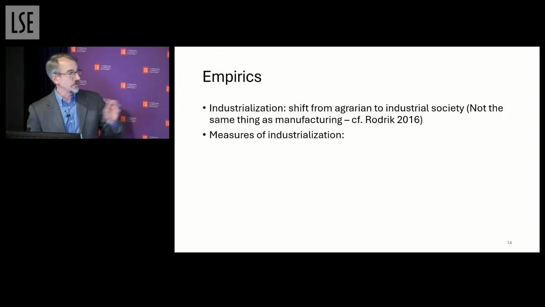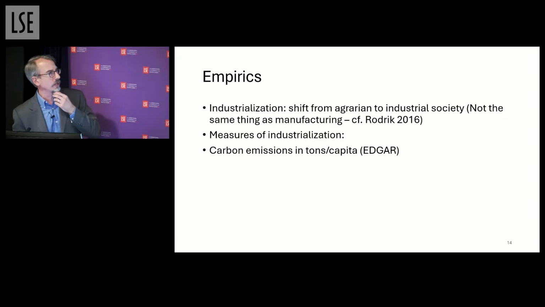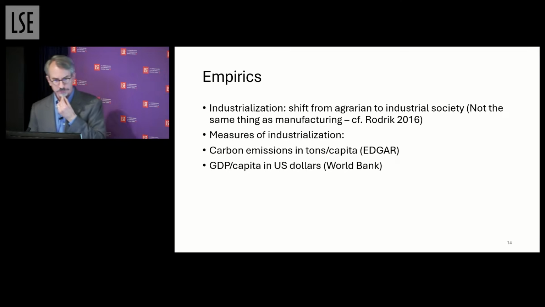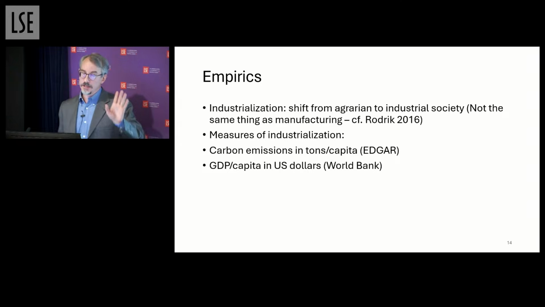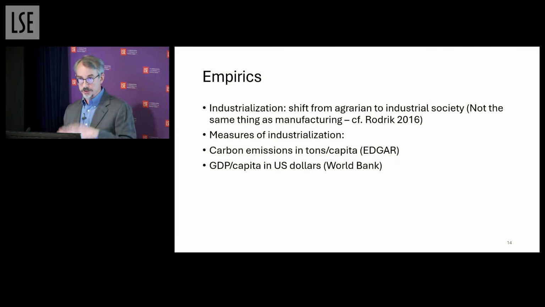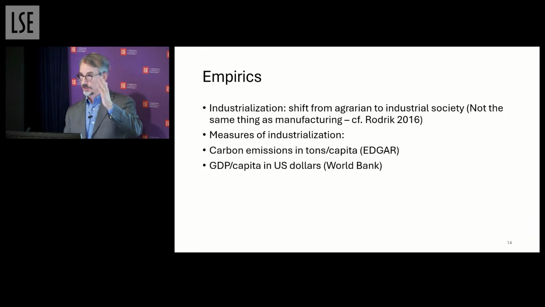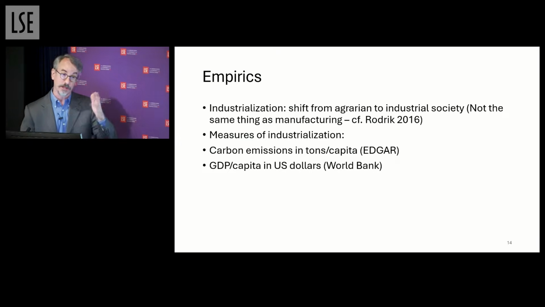What we can say in terms of how we measure industrialization is that we can talk about, as I mentioned, carbon emissions per capita. That's the Emissions Database for Global Atmospheric Research, EDGAR. GDP per capita is one slightly problematic measure of industrialization. I do think it captures a lot of that. Of course, we know that when countries sell things like oil, their GDP per capita goes up and down depending on the global price for that product. But it is, I think, a good measure.